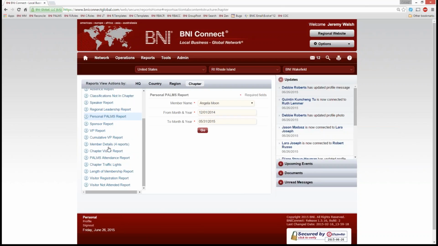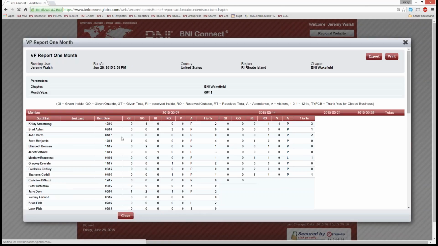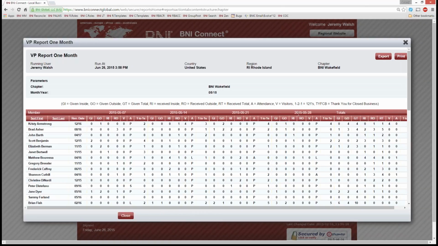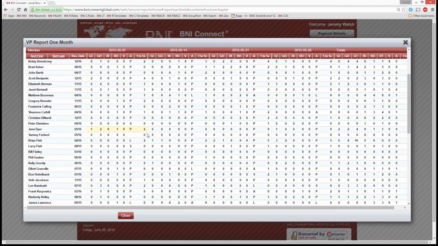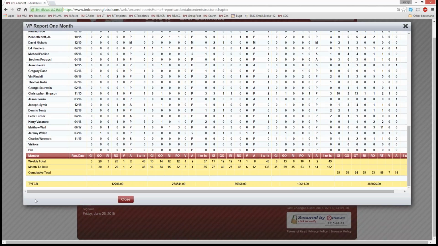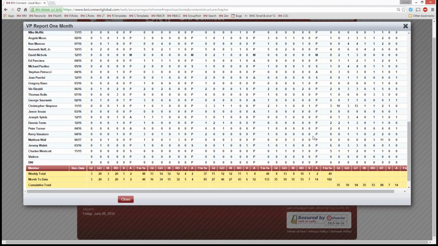Scrolling down just a little bit, we have the VP report. This is a 1 month, week by week report. So if I wanted to, let's say, look at the month of May, I could see each week and the totals for each week. It then gives me the totals at the bottom and the full monthly totals.